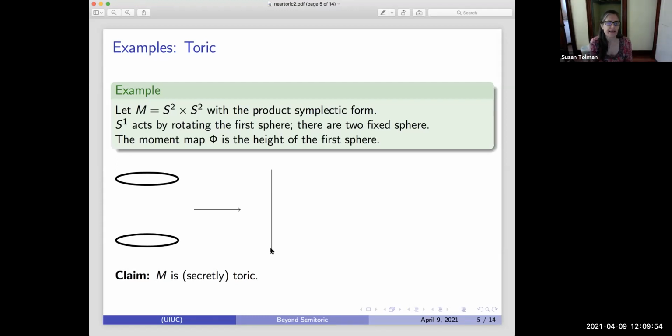And the claim is that M is secretly toric. Okay, it's not a very well-kept secret. I think everybody knows that S2 cross S2 is toric, but the point of view is we're starting with a manifold with a circle action on it, and we want to know, can I extend this to a larger action? Can I extend this to a toric action? Can I find another function so that this is toric? And the answer in this case is, of course, yes. I'm just going to take the height of the second sphere, and then I will have a toric system. Okay, great. So that's the simplest example.